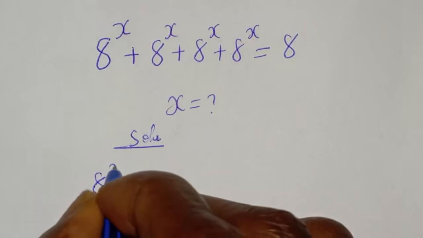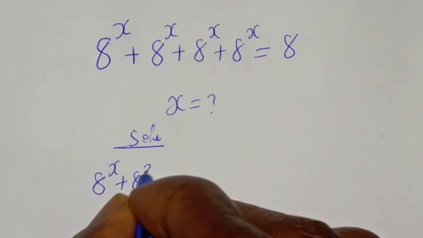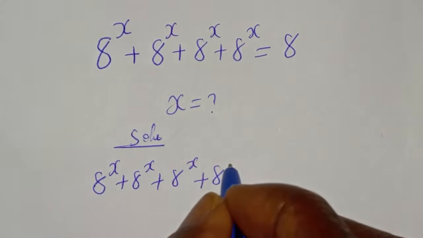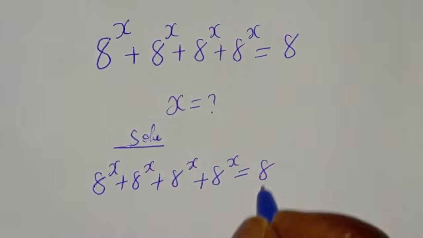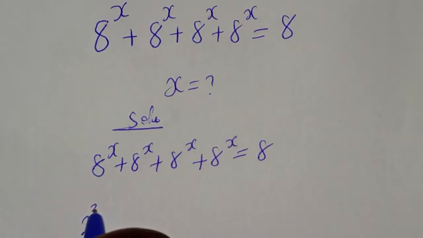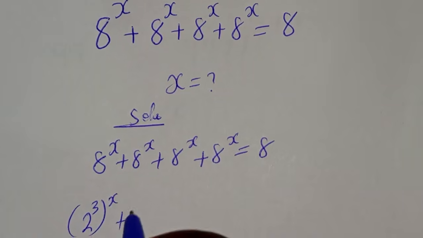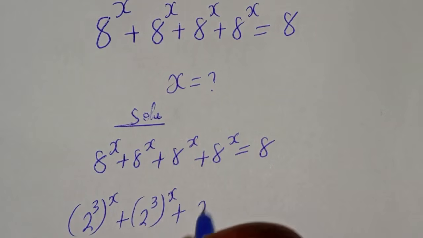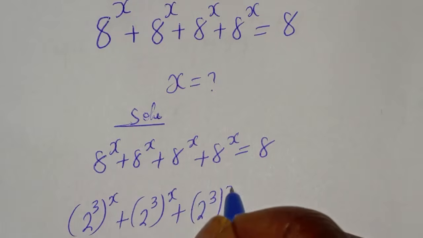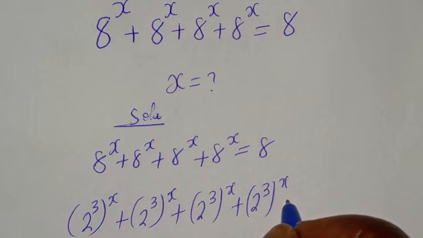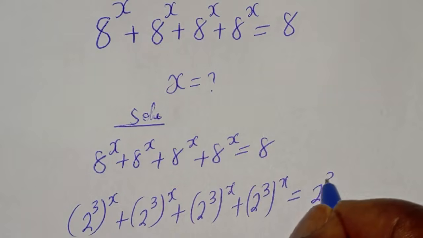You have 8 raised to power s plus 8 raised to power s plus 8 raised to power s plus 8 raised to power s is equal to 8. 8 raised to power s can be written as 2 raised to power 3 to the power of s, plus 2 raised to power 3 to the power of s, plus 2 raised to power 3 to the power of s, plus 2 raised to power 3 to the power of s is equal to, this is 2 raised to power 3.